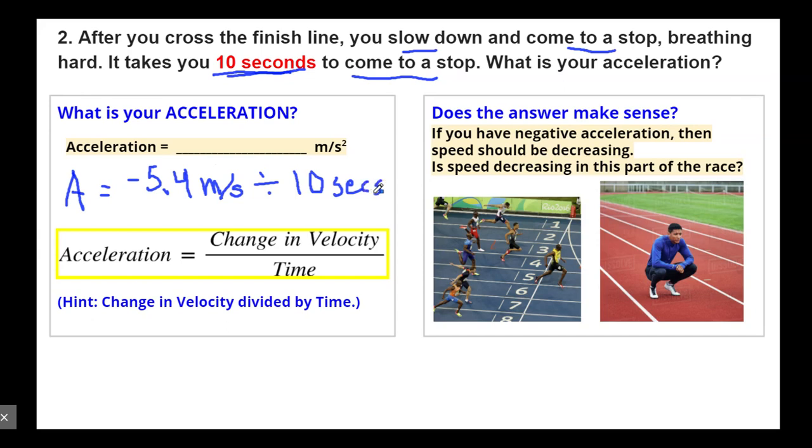Minus 5.4 divided by 10 equals minus 0.54, and the unit is meters per second squared. The units for acceleration are always distance over time squared.